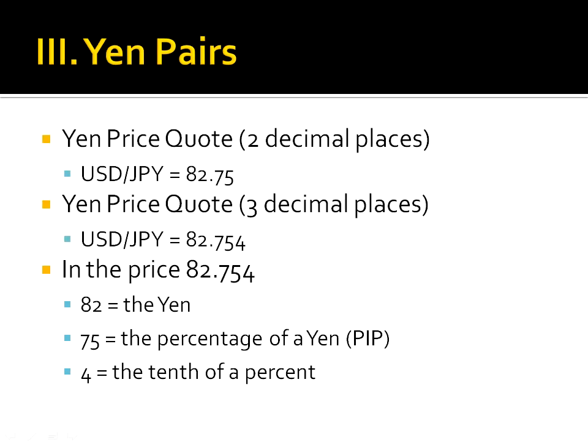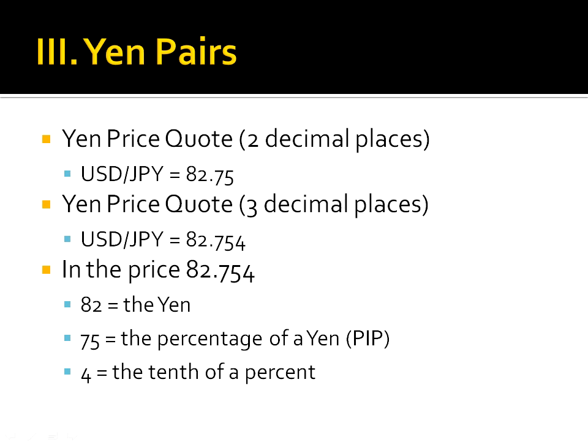In the yen pairs, now we have 2 decimal places. The US dollar, Japanese yen, in this quote, 82.75. With 3 decimal places, we'll have 82.754. 82 is the yen. The 75 is the percentage of a yen. And then the 4 is 1/10 of a percent.